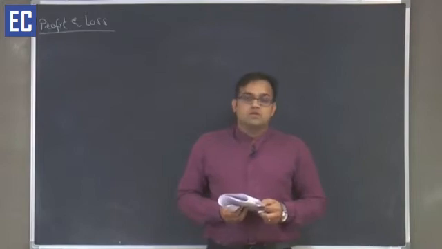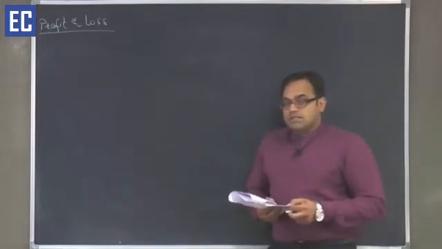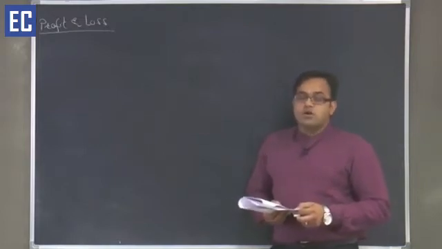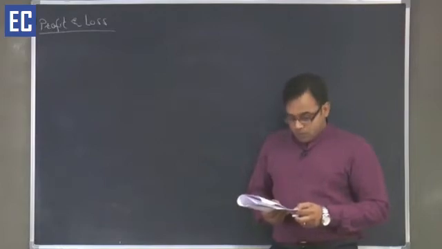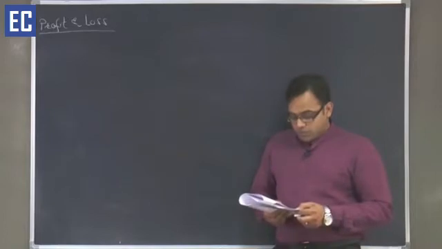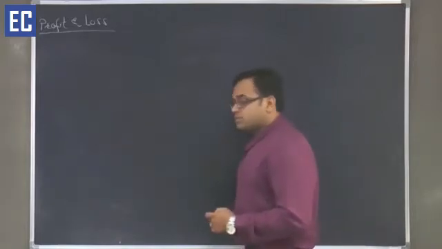Example 1. A person gets a profit of 20% when the profit is calculated on the selling price. What is his actual profit percentage? This is a very interesting question to highlight the concept that profit is always calculated on the cost price. So the question is, a person gets a profit of 20% when the profit is calculated on the selling price. What is his actual profit percentage?